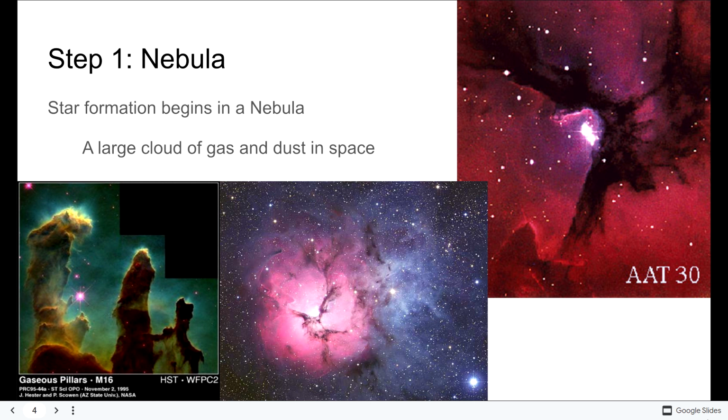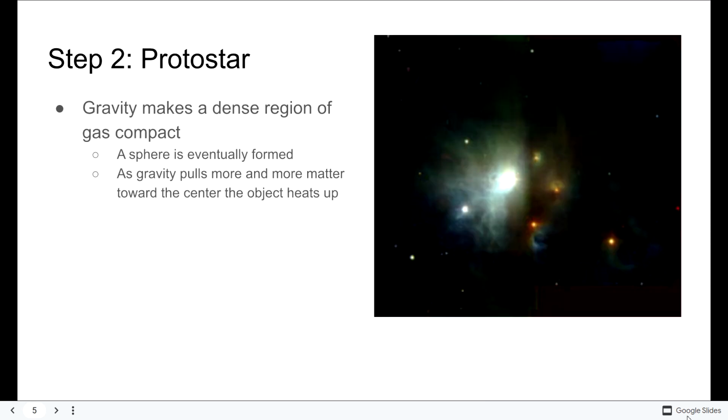Step 2 is going to be the protostar, and it's a dense region of gas that's really compact, and it's got gravity sucking things into the middle of it. It's eventually going to form a sphere and keep pulling matter in until it gets hot enough to start nuclear fusion and become a star. So you have gas here, and then you have this really dense area in the middle that's pulling everything in and heating up.